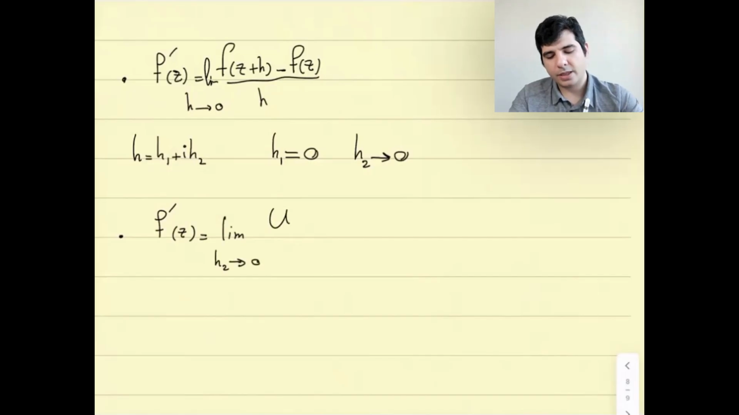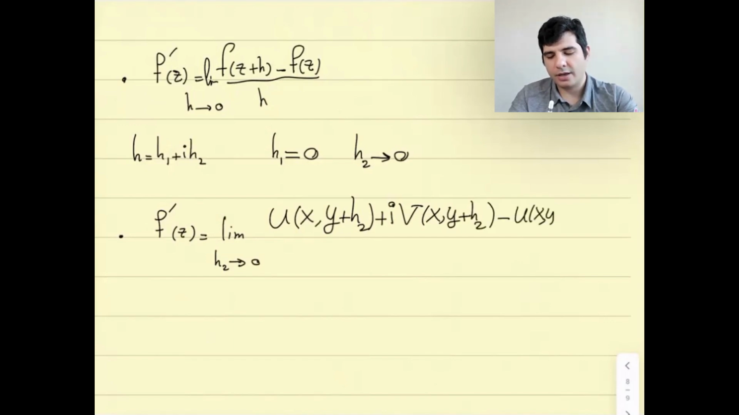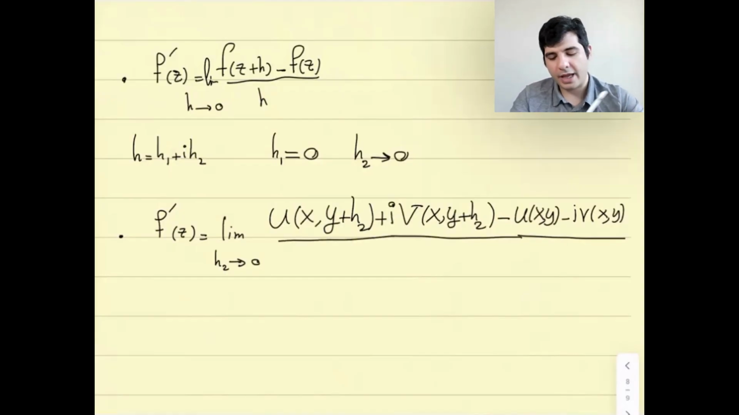F is again u plus iv at the point x and y plus h. So here x plus h1, but h1 is 0. Y plus h2 plus iv, x, y plus h2 minus f of z. So it's minus u of x and y minus iv of x and y over h1 plus ih2. But h1 again is 0, so it's just ih2. So it's 0 plus ih2, right?